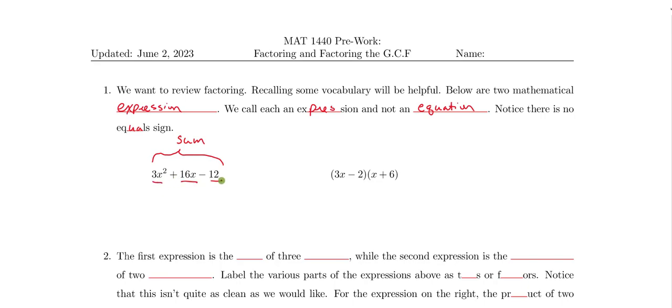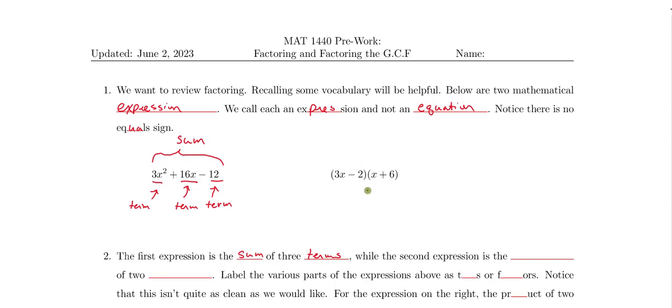Now here I'm not going to worry about the difference between sum and difference. So even though that's a subtraction sign, I'm still going to call that a sum. So here we have these three terms. So what have we said above? We said the above expression, the first expression, is a sum of three terms.